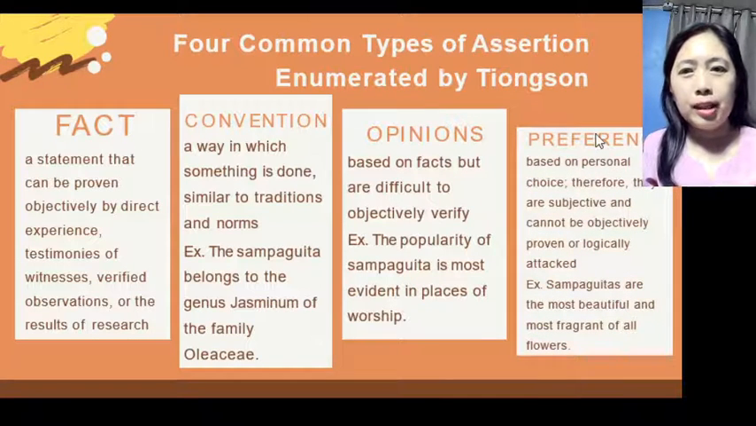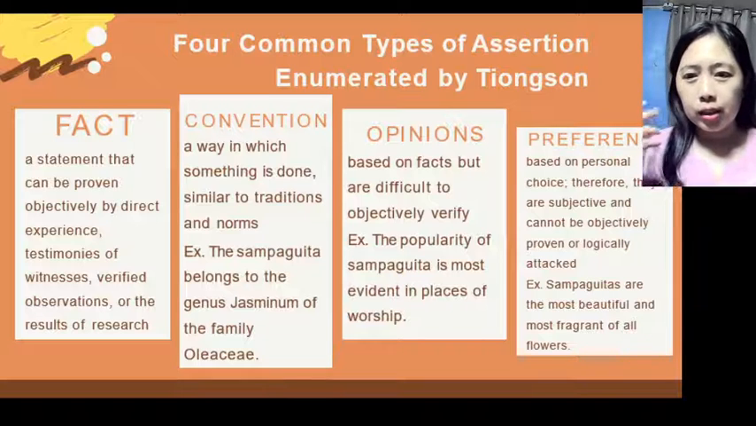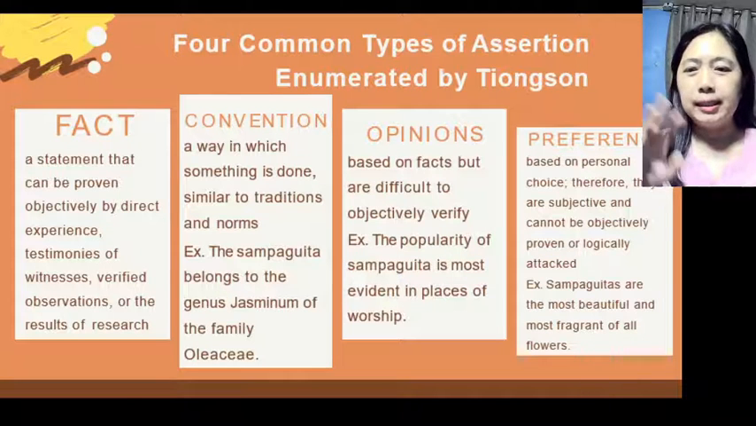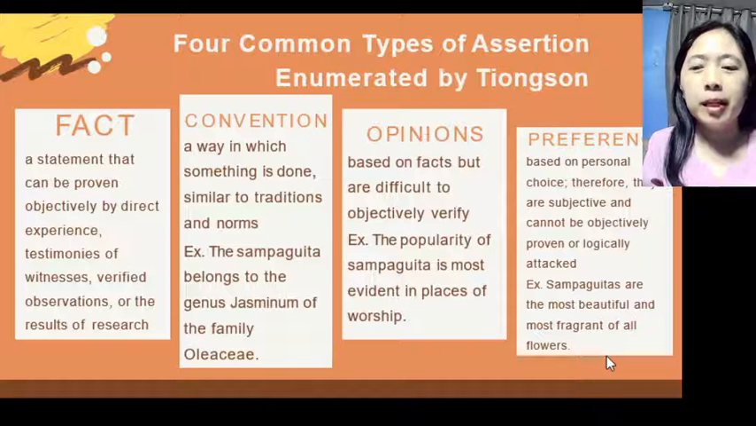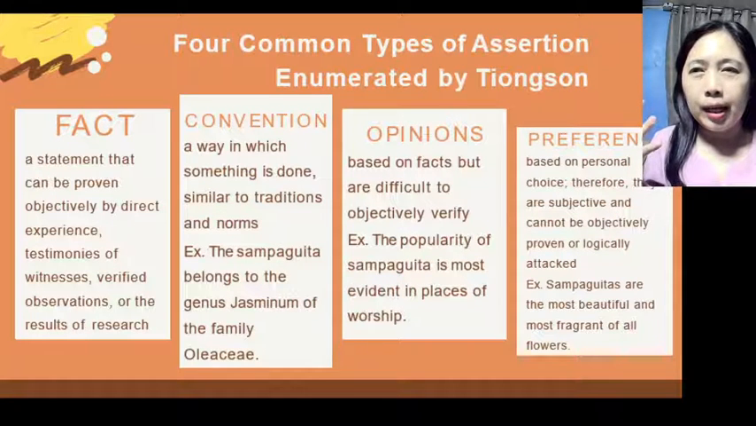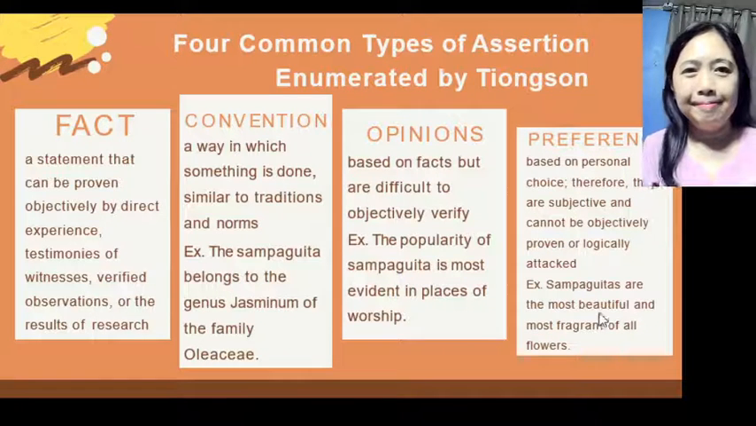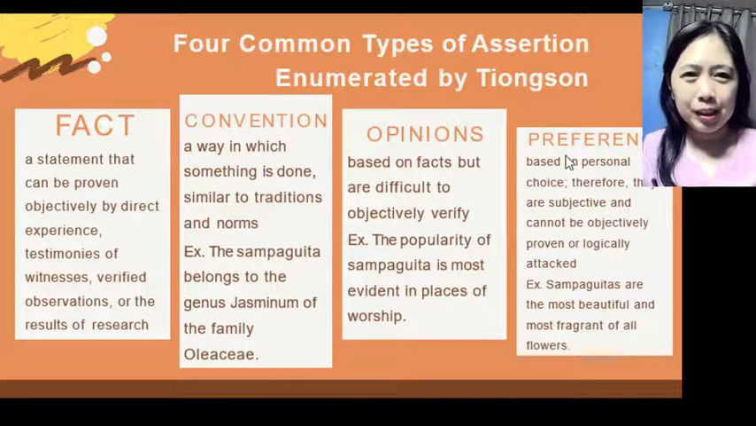Okay. Another type of assertion is based on personal choice. Okay, preference naman. So it cannot be judged according to the person, the content, or logically. Pwede ra gyud siya bisan asa. Here example, sampagitas are the most beautiful and most fragrant of all flowers. So parehas siya sa atong types of claims, nga claim of value. Dili siya tinuod para sa tanan. Okay, I hope klaro ang upat ka types of assertion.